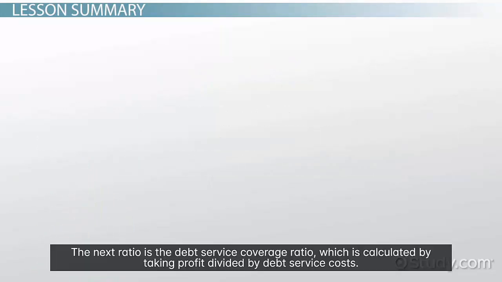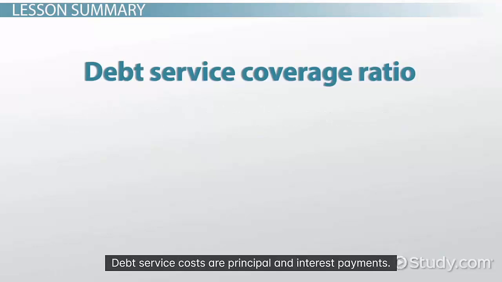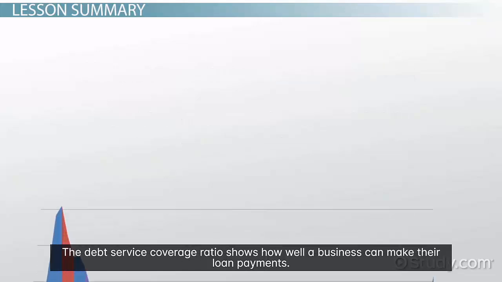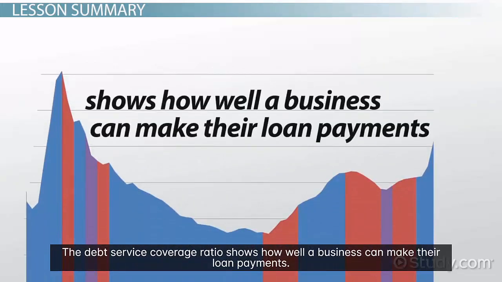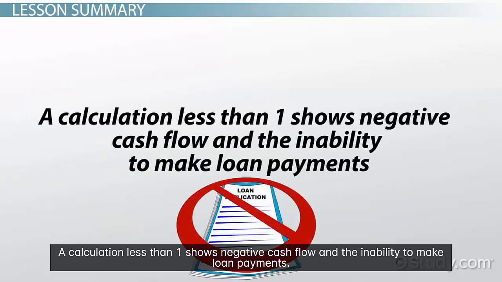The next ratio is the debt service coverage ratio, which is calculated by taking profit divided by debt service costs. Debt service costs are principal and interest payments. The debt service coverage ratio shows how well a business can make their loan payments. A calculation less than 1 shows negative cash flow and the inability to make loan payments.